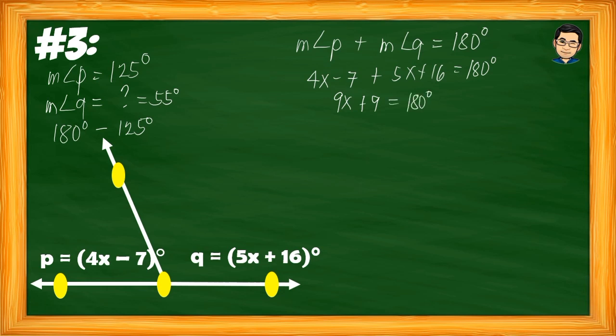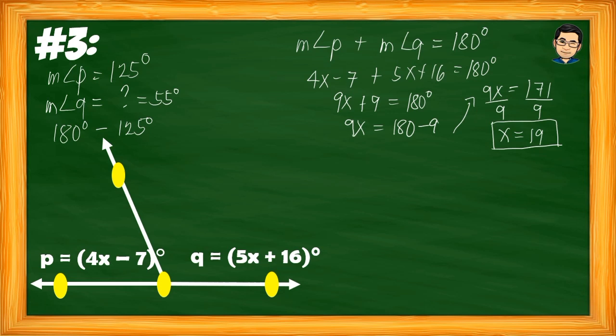So, we will add negative 9 to both sides. So, magiging 9x is equal to 180 minus 9. So, 9x is equal to 171. And then, dividing both sides by 9. So, the value of x is 19.